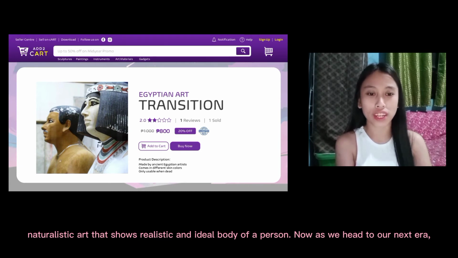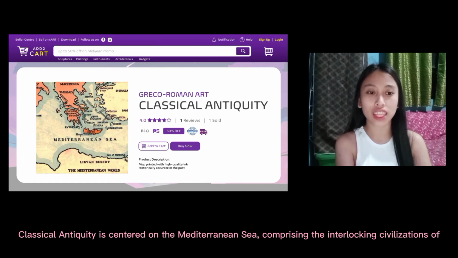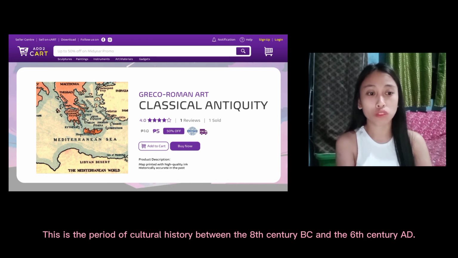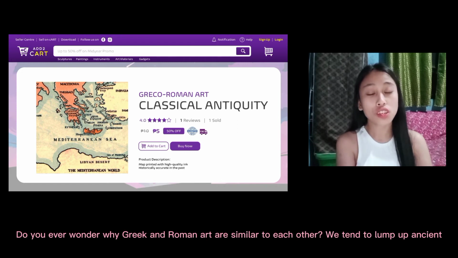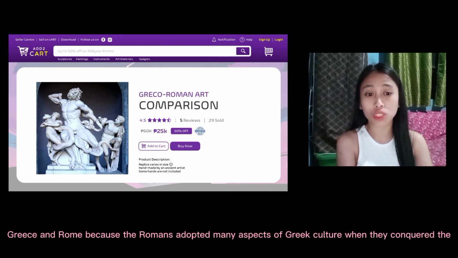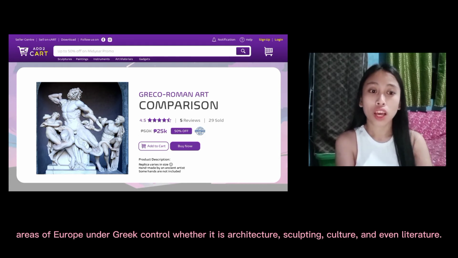Now, as we head to our next era, classical antiquity is centered in the Mediterranean Sea, comprising the interlocking civilizations of ancient Greece and ancient Rome, also known as the Greco-Roman world. This is the period of cultural history between the 8th century BC and the 6th century AD. Do you ever wonder why Greek and Roman art are similar to each other? We tend to lump up ancient Greece and Rome because the Romans adopted many aspects of Greek culture when they conquered the areas of Europe under Greek control, whether it is architecture, sculpting, culture, or even literature.